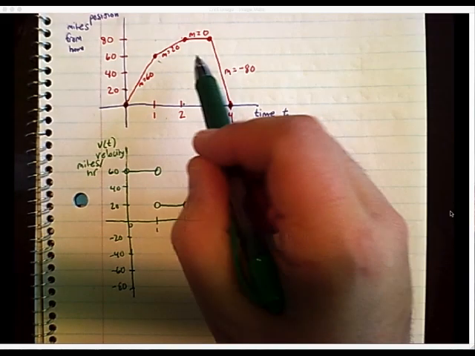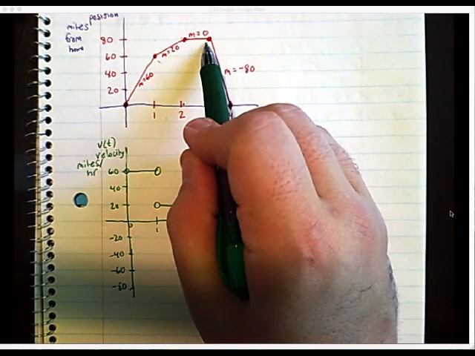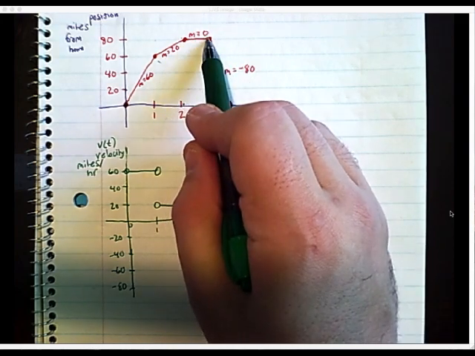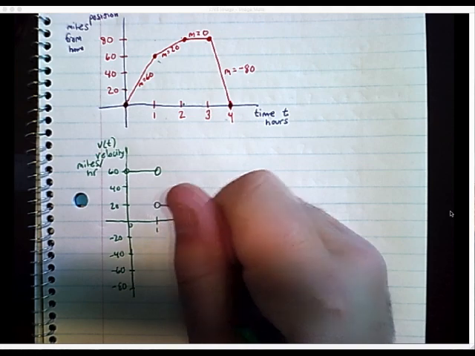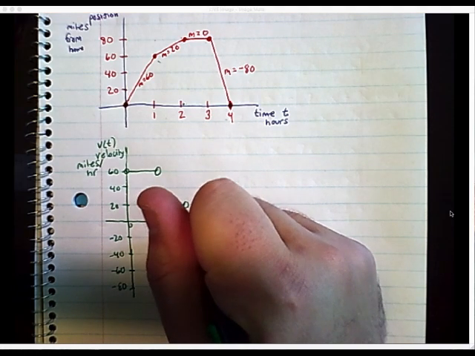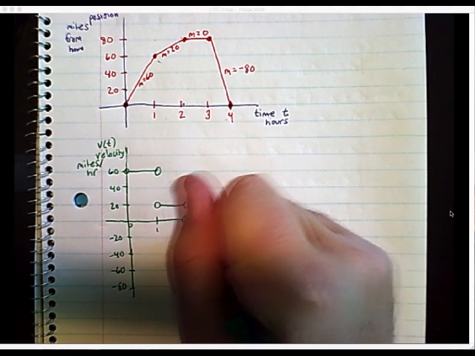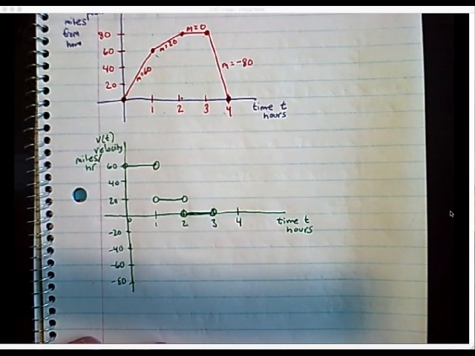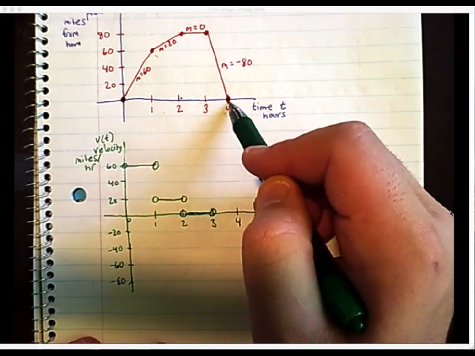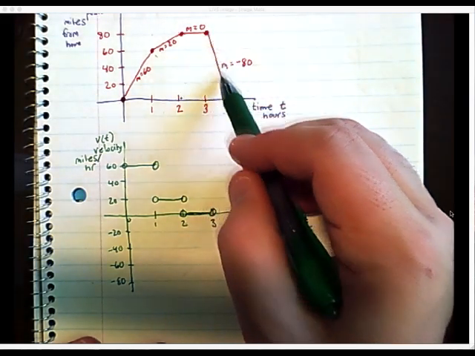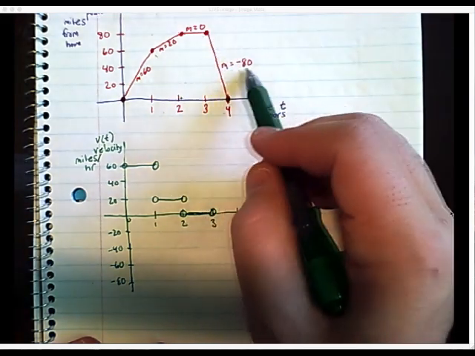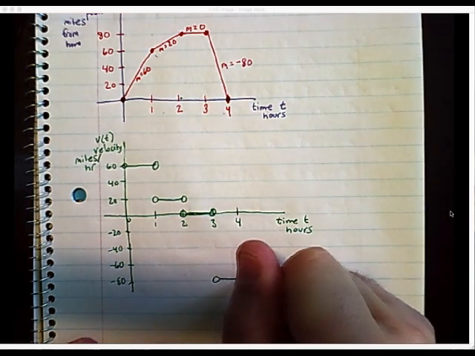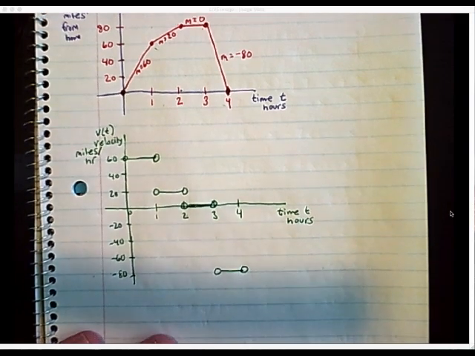Between 2 and 3 hours, I've stopped to get some food. So my rate of change is 0. I'm not driving in the car. So between 2 and 3, that would be my line segment. And lastly, between the 3rd and the 4th hour, I'm going back towards home and my slope is negative 80. So this would be the velocity graph.